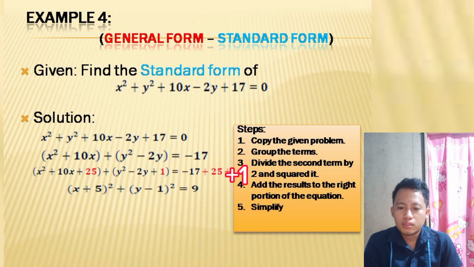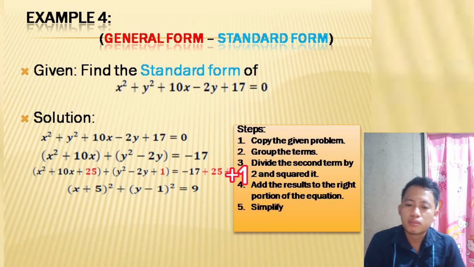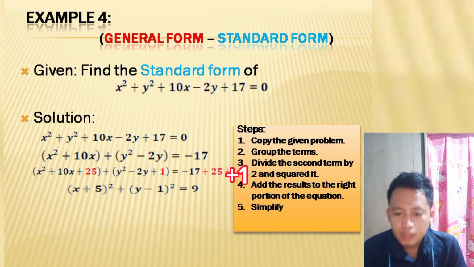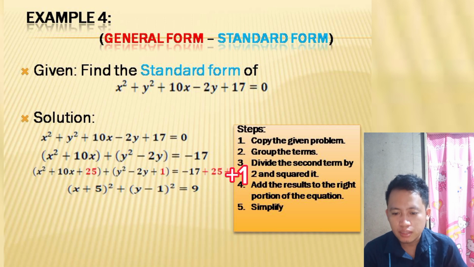Plus, sa y squared naman tayo. So, what is the common variable of y squared minus 2y plus 1? So, we have y. Write y. Then, copy the operation minus. Then, what is the square root of 1? Yung nakared dyan. So, it will become 1. Then, write open and close parentheses, squared. Equals, add naman natin yung nasa right side. We have negative 17 plus 25 plus 1. So, we'll come up to positive 9.